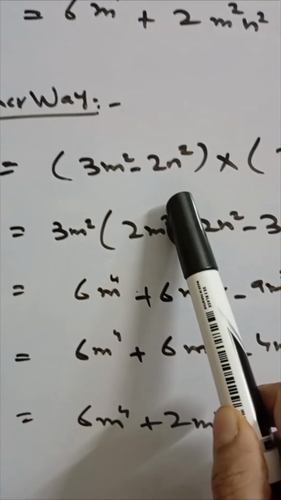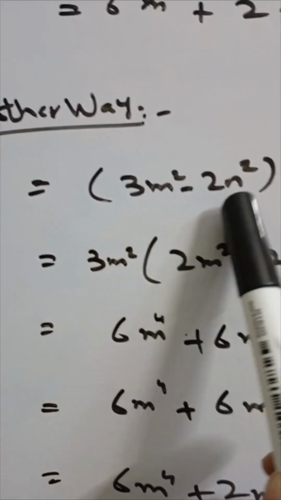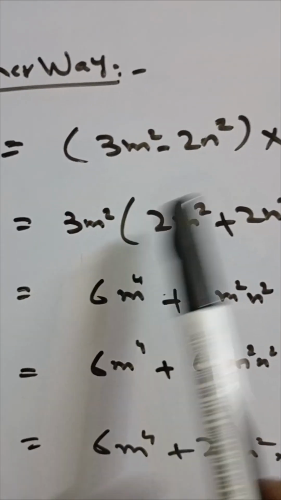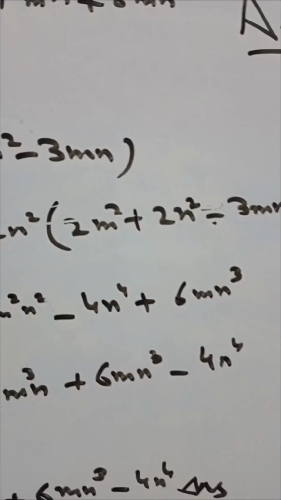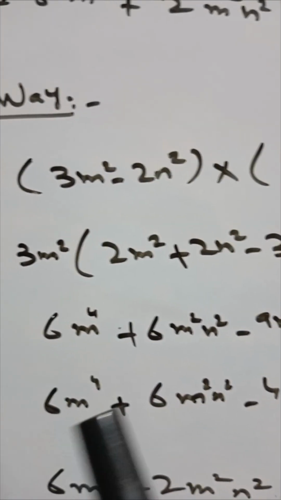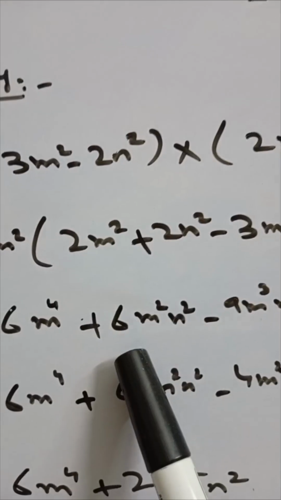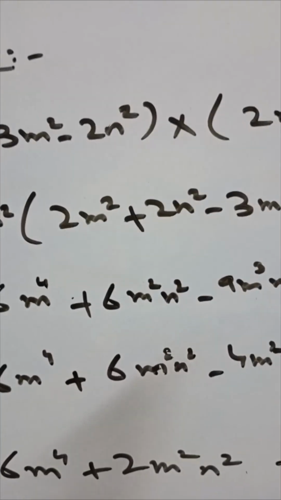Another way: 3m² − 2n² multiplied by 2m² + 2n² − 3mn. It means you have to multiply the first term completely with the second term completely. So let's begin. 3m² remains the same, and you put the second term, the trinomial, like that. 3 twos are 6, m raised to power 2 plus 2 becomes 4, m⁴. Plus 3 twos are 6, m²n². I hope it is clear now.